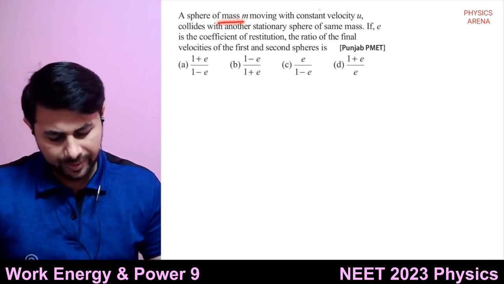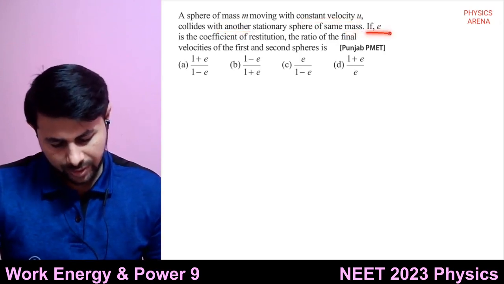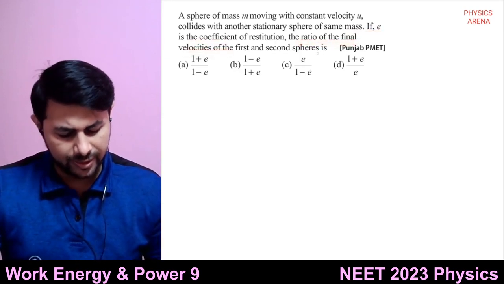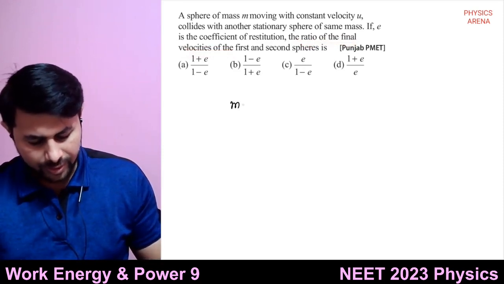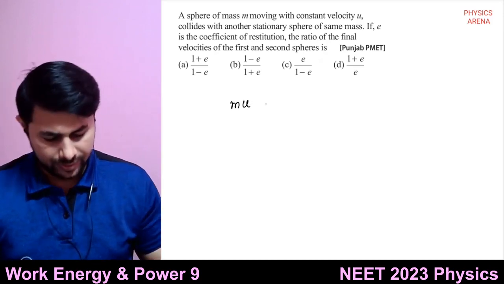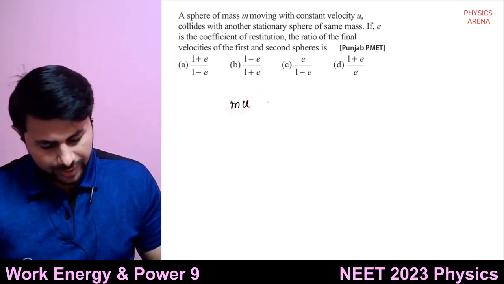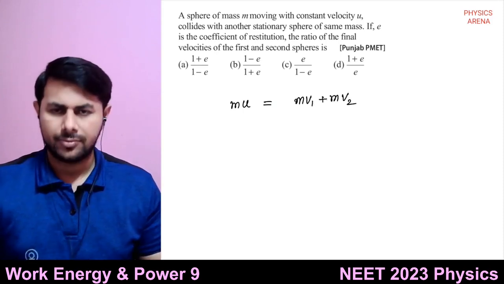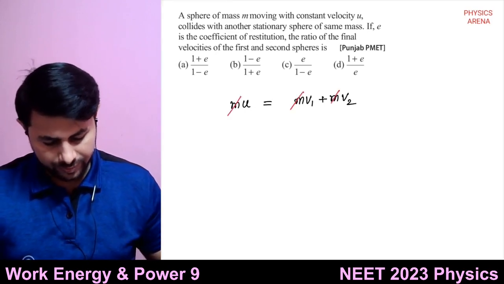A sphere of mass m moving with velocity u collides with another stationary sphere of the same mass. Masses are the same. If E is the coefficient of restitution, the ratio of final velocities of first and second spheres is? So there is a mass m that collides with another stationary mass. Initial momentum is m times u, final momentum will be m times v1 plus m times v2, right? So we can cancel out m here.